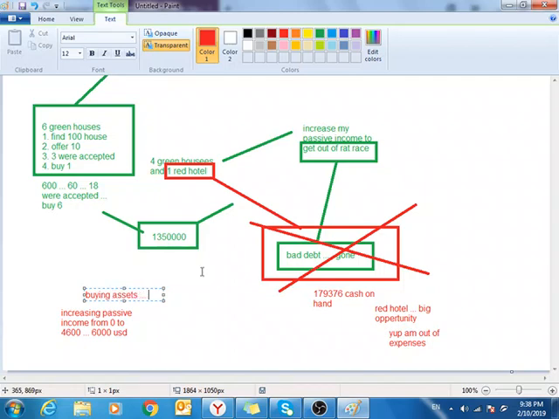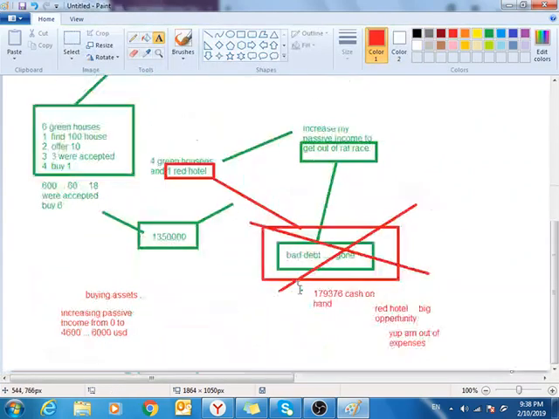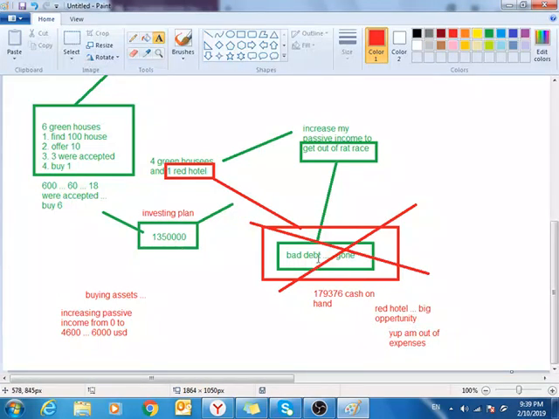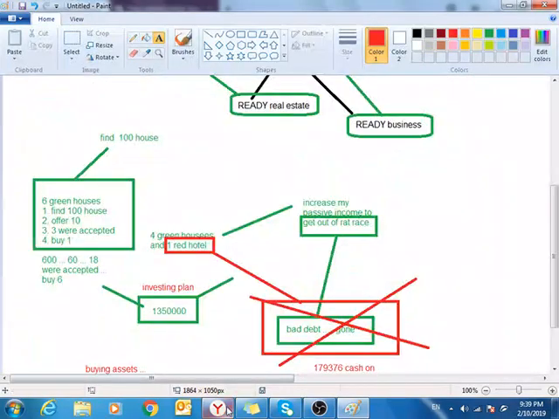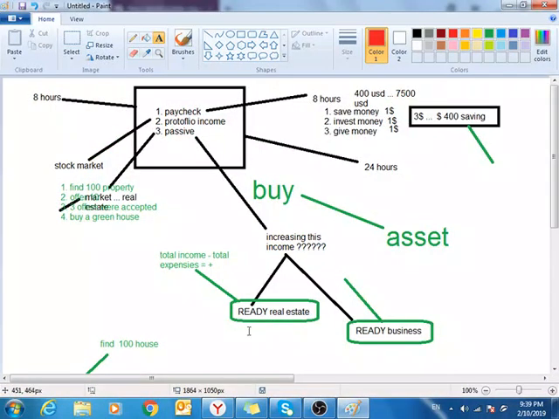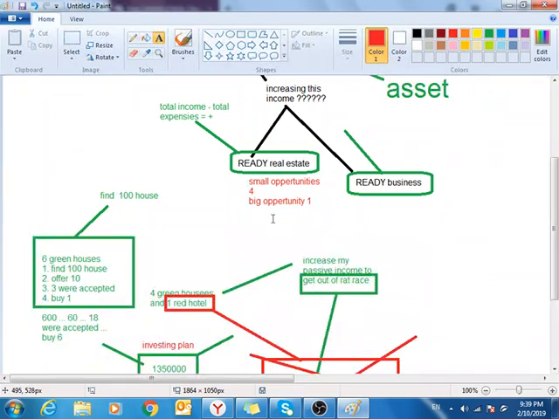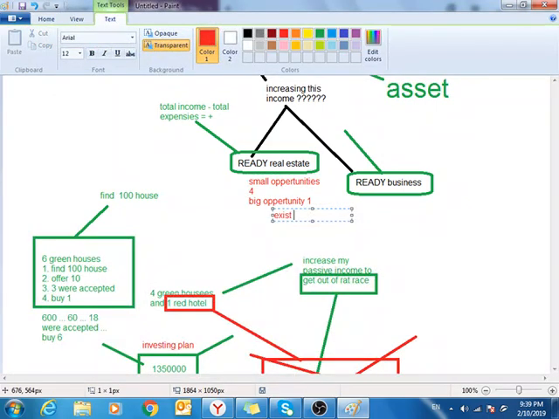So by just buying assets, I did two things. One, I did increase my passive income, and I'm out of bad debt. Buy 4 greenhouses and 1 red hotel. At some point there was a trick here: an investing plan that allowed me to have some good offer to get out of bad debt and open this. So now phase 1, which is ready real estate, small opportunities. It is 4, and big opportunity, owning these things, big opportunity 1. At some point I have an exit strategy, exit from bad debt. Question, what do you think?